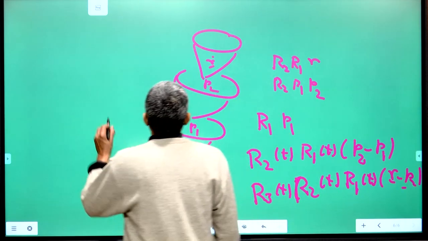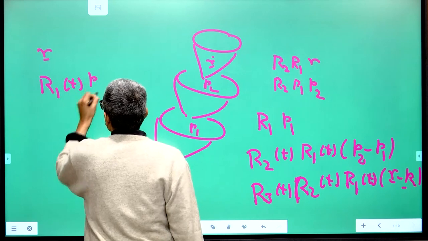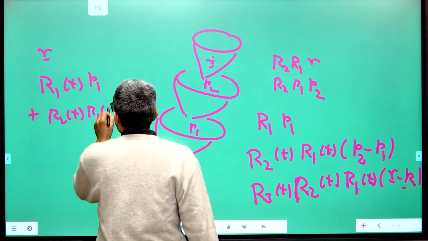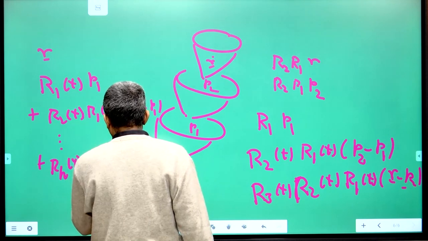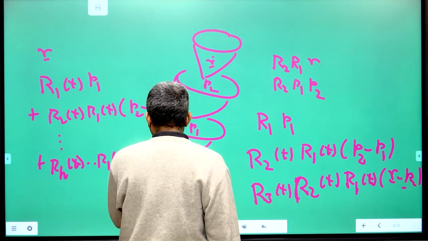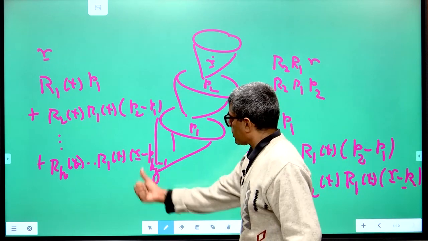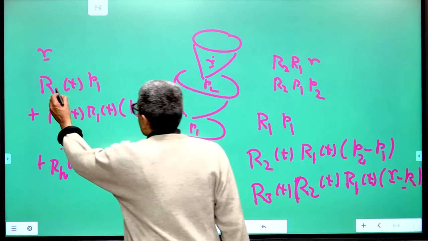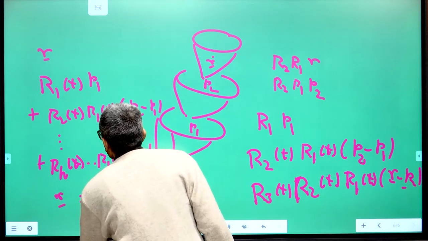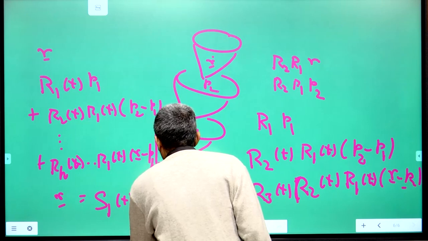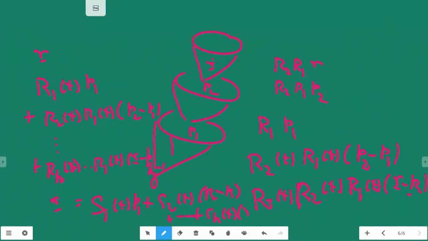A point R on the kth link will move to R1T acting on P1 plus R2T, R1T acting on P2 minus P1, etc., plus RKT, etc., R1T acting on R minus PK minus 1. Not on P1, it is PK minus 1. If you denote R1T by S1, R2T R1T by S2, and RKT etc. R1T by SK, then any point can be written as S1T P1 plus S2T P2 minus P1 plus etc., plus SKT multiplied by R minus PK minus 1.